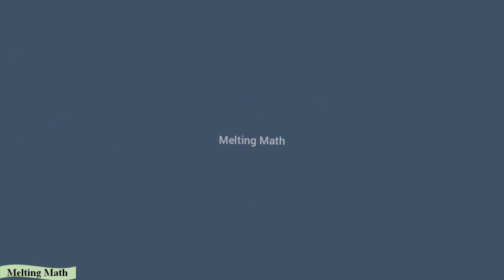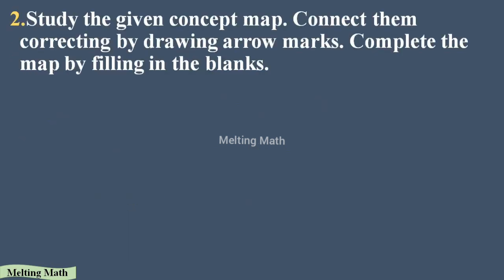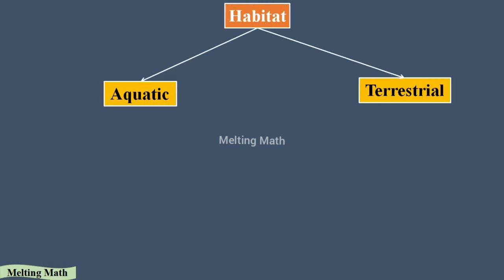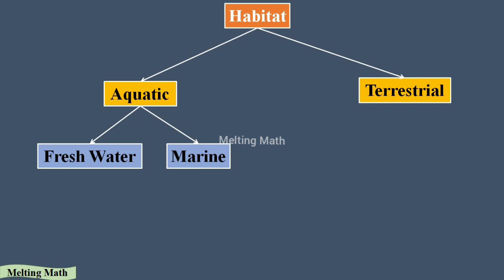Next, second one, study the given concept map, connect them correctly by drawing arrow marks, and complete the map by filling in the blanks. Here they mention the types of habitats only, we already know it. The habitat is classified into aquatic and terrestrial habitat. We know aquatic habitat is fully based on water and terrestrial habitat is fully based on land. After this, aquatic habitat is further classified into two types, that is freshwater habitat and marine habitat.